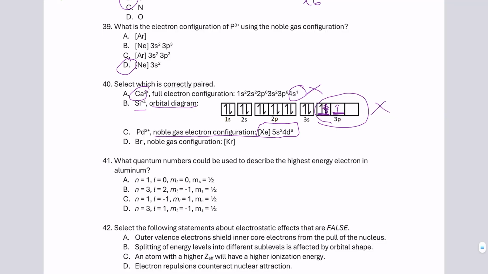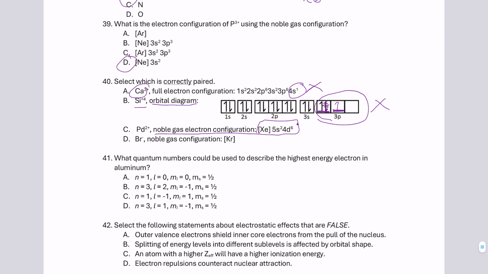What they have written here is incorrect. They removed the 2 electrons from the d orbitals first, as opposed to the s orbital here. So C is incorrect. D says the electron configuration for the bromide ion, so bromine -1, the noble gas configuration is just krypton.